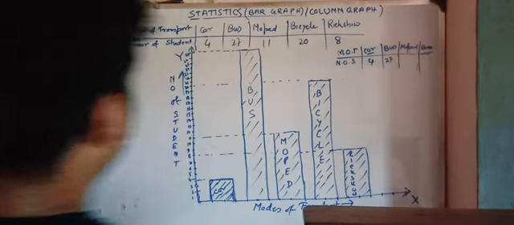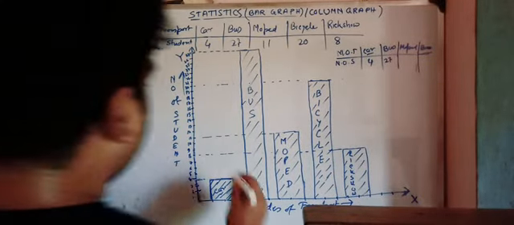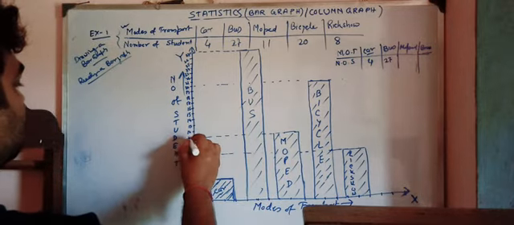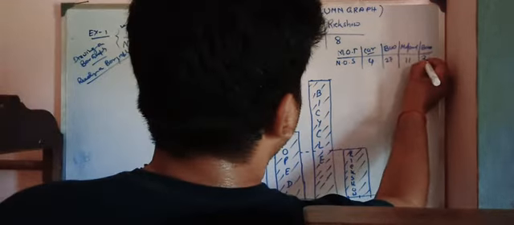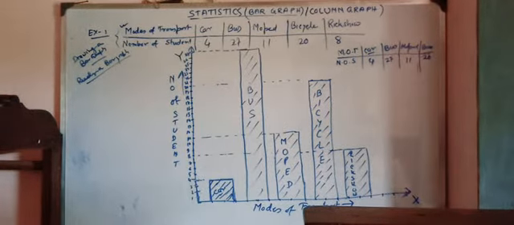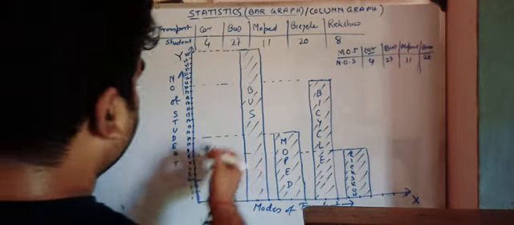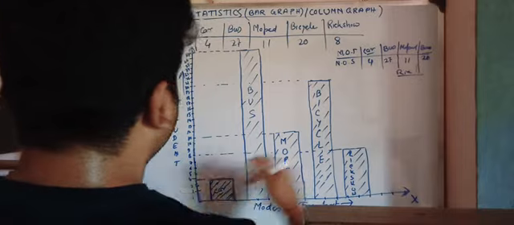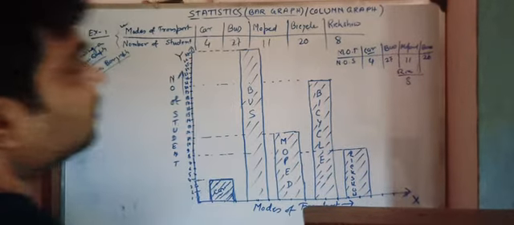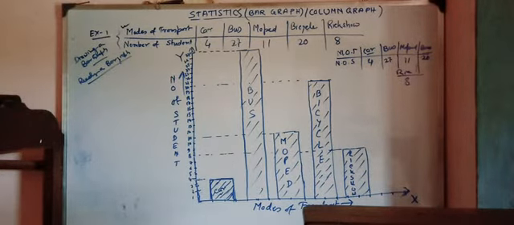Next, come to moped. Moped is how many? 11. This is my 11. Next, bicycle. Bicycle is 20. For 20 we can write. Next, rickshaw. From counting here, we can get that rickshaw is equal to how much? 8. So we can write 8. So that is the reading of a bar graph, the opposite of drawing a bar graph. Understood that?